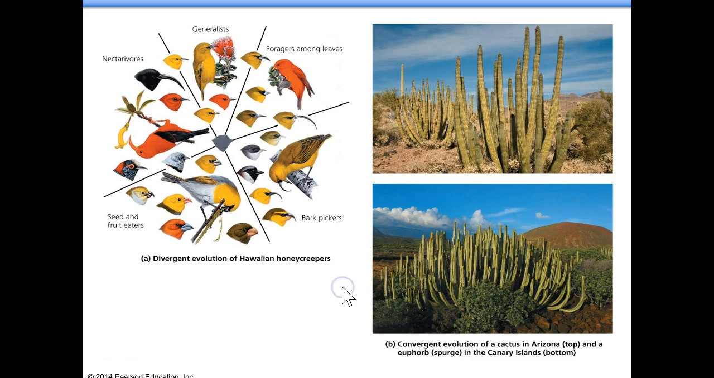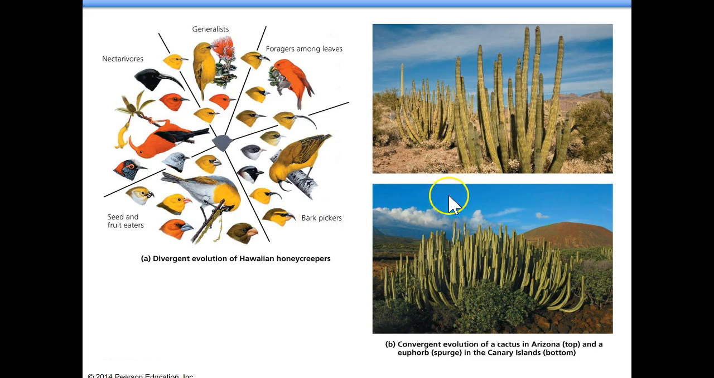I hope so. So here is divergent evolution of the honeycreepers, and we can see their beaks have developed for eating fruit. These are the nectarivores, which means that they're going to get nectar, and their beaks are specific for that. These are the generalists. That means they can usually go back and forth. Foragers, notice the difference in the foragers, and then the bark pickers that you can see here.